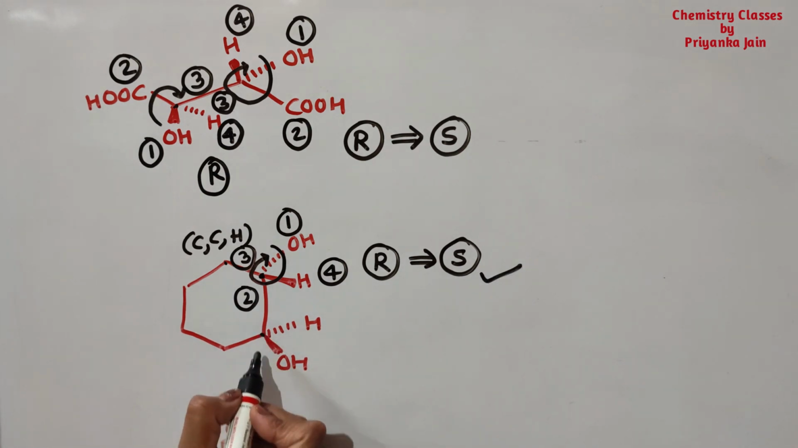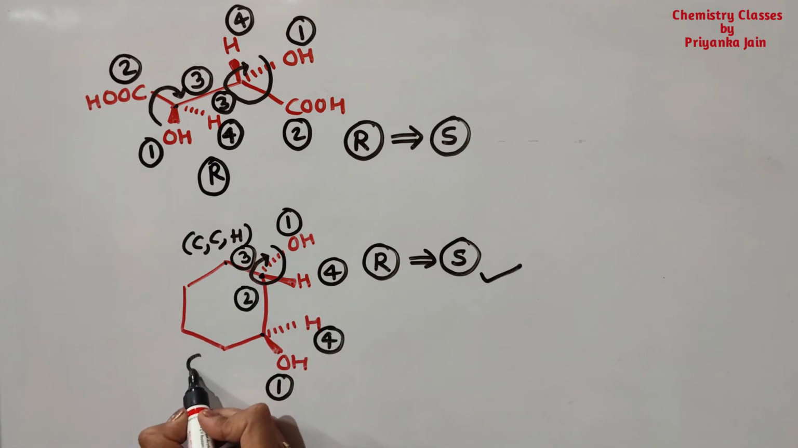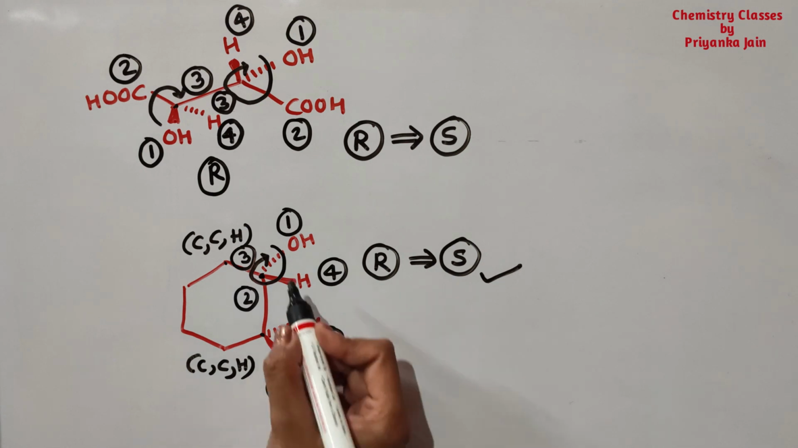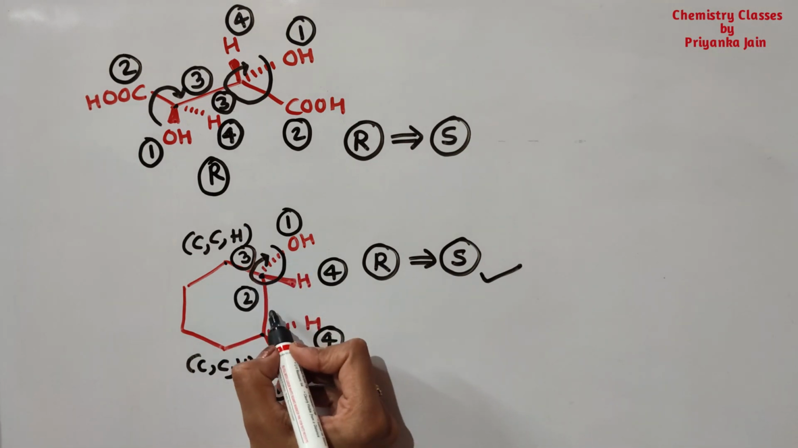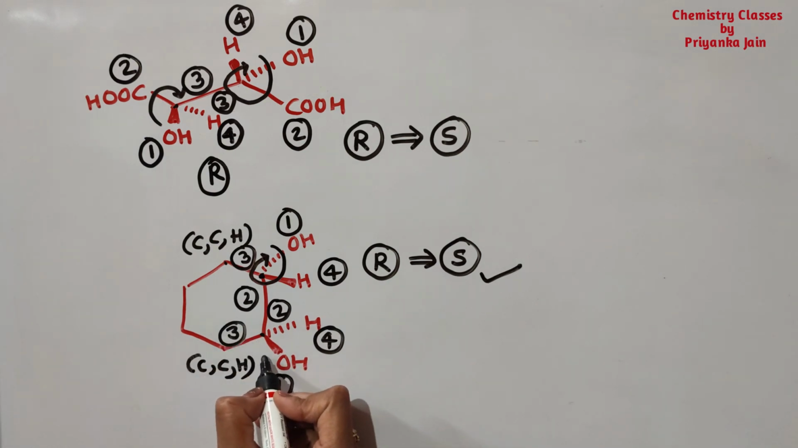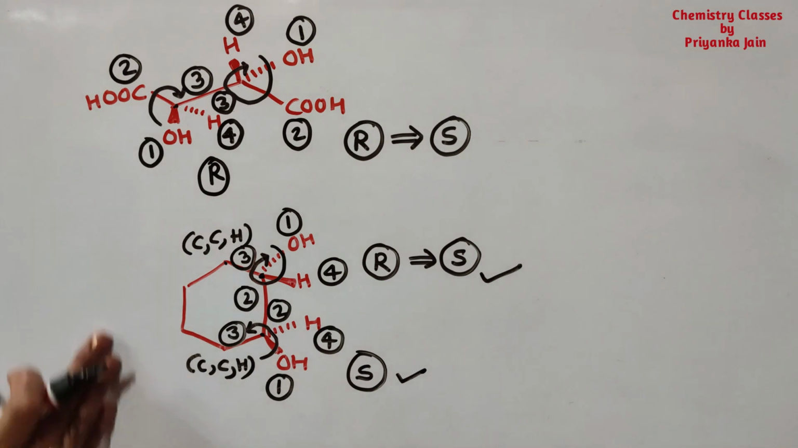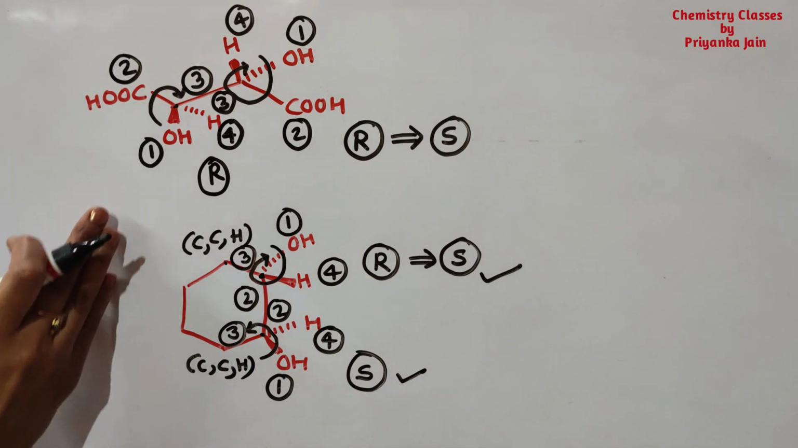Similarly, see here, this is the first priority group, this is the fourth priority group, and here again you can see carbon and hydrogen. Here these groups are present, so this will be the second priority group and this will be the third priority group, right? So 1, 2 and 3 is going anti-clockwise, it means S. And see here, this hydrogen is present below the plane, so the configuration will remain as it is, so at both carbon atoms the configuration is S and S. Okay, so in this way you have to do the questions based on the R and S nomenclature.